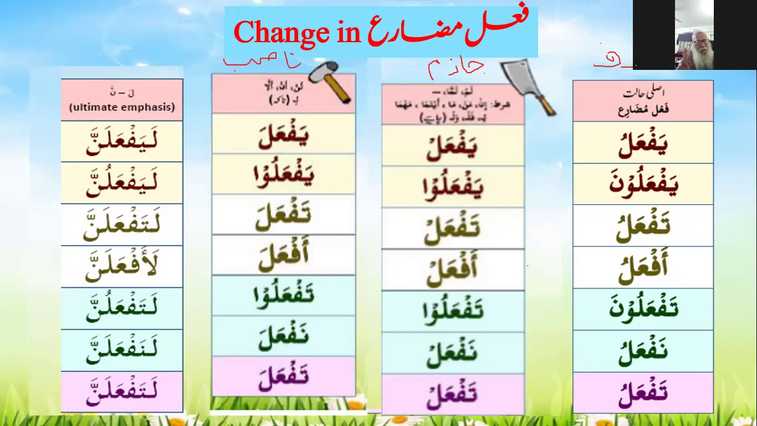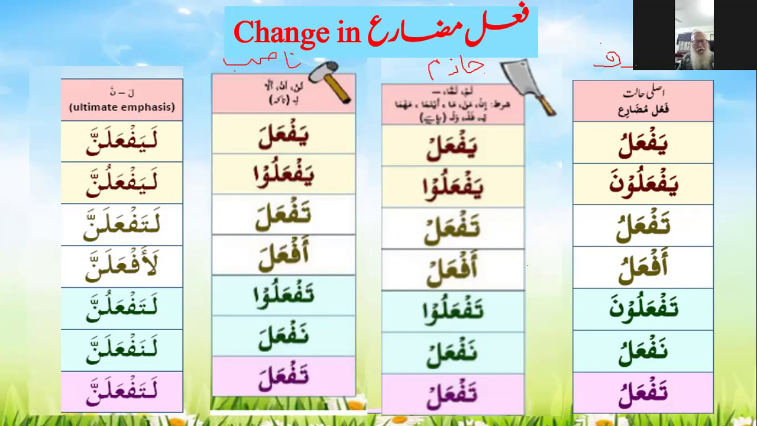And both the plural, yaf'aluna, taf'aluna, get the nun mushaddad with dhamma lam. La yaf'alunna, la taf'alunna. So what is that called? Of course, it is also the type of nasib because it is giving the nasb with emphasis. So these are the four types or the four conditions of the mudari.